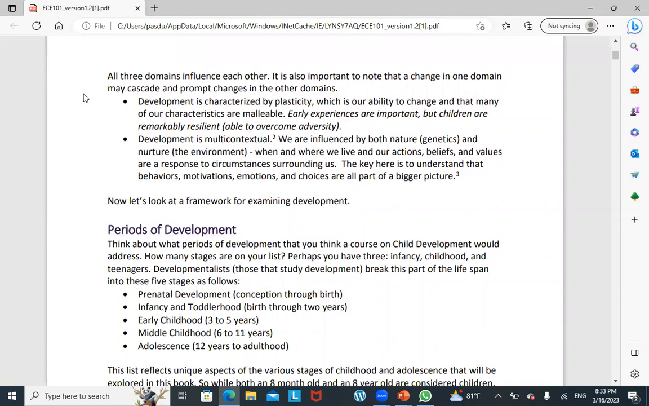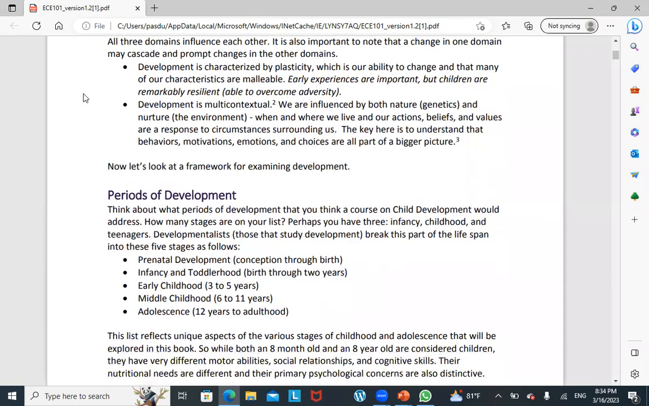Now, these are the periods of development, as I mentioned. Prenatal development, conception through birth. Infancy and toddlerhood, from birth to 2 years. Early childhood, you can divide into two categories as mentioned here: early childhood from 3 to 5 years, and middle childhood from 6 to 11 years. Middle childhood is also referred to as late childhood, as mentioned earlier. Then adolescence from 12 years to adulthood. Even this definition you can write down.